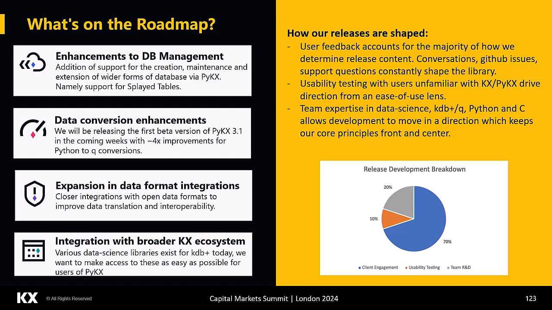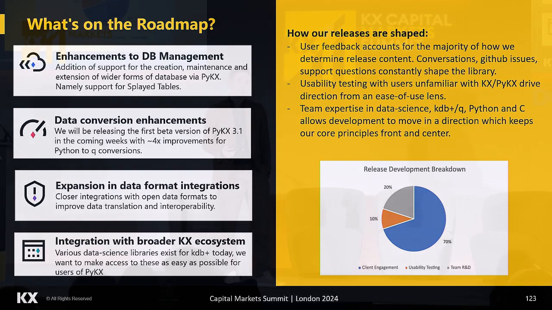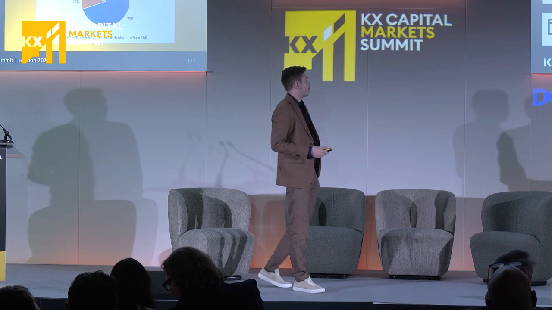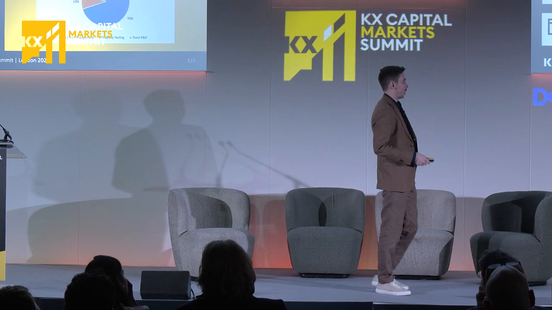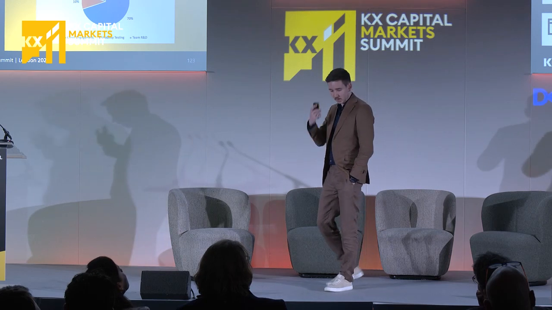This should come out in PyKX 3.1, and hopefully I'll have a beta version out in the next couple of weeks that'll be available for Linux users, but that should speed up the performance of converting from pandas to Q by about 4 times. It's done a couple of different ways. We've basically migrated the conversion stack down to C instead of using Python. And additionally, we've multi-threaded the conversions from pandas to Q.